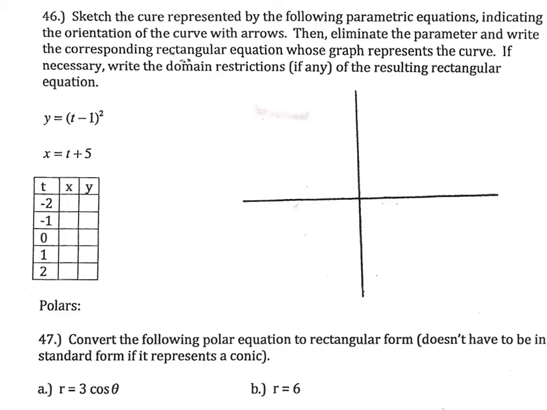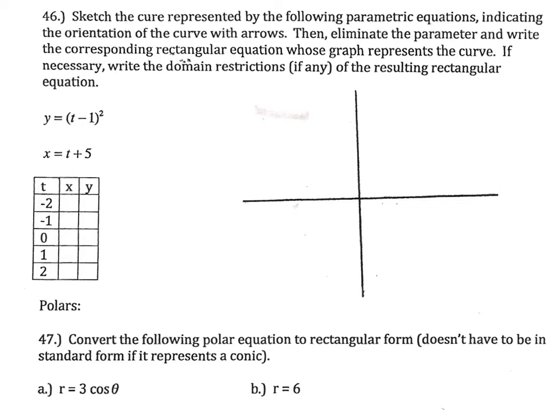Problem 46 reviews parametric equations. So in a parametric equation, we have t as an extra variable, and we use t to find x and y. So we're going to take t and plug it into x equals t plus 5 to find our x values.